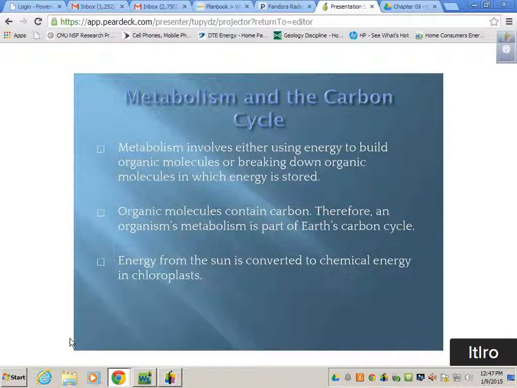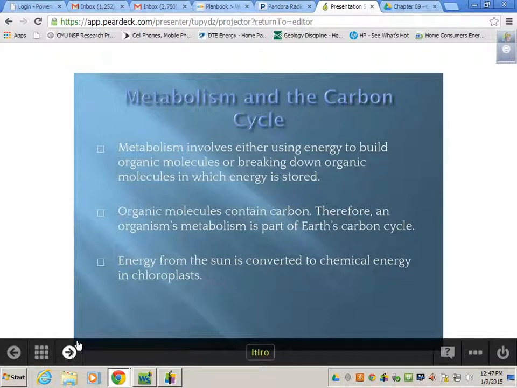Yeah. So energy from the sun is converted to chemical energy in an organelle called the chloroplast. Okay, so this is where we make glucose at, chloroplast. They contain the green pigment. Everybody say chlorophyll.